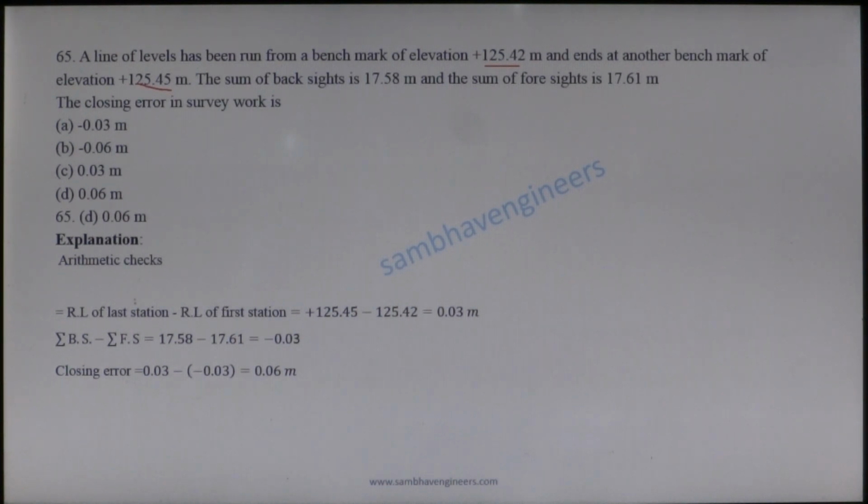Now, from the arithmetical check, we know the summation of backsight minus summation of foresight is equal to RL of the last station minus RL of the first station. 17.58 minus 17.61 is equal to minus 0.03. So, actual difference of the RL is 0.03, while what we get from the difference of backsight and foresight is minus 0.03. So the closing error is the difference of these two values, which is equal to 0.06 meter.